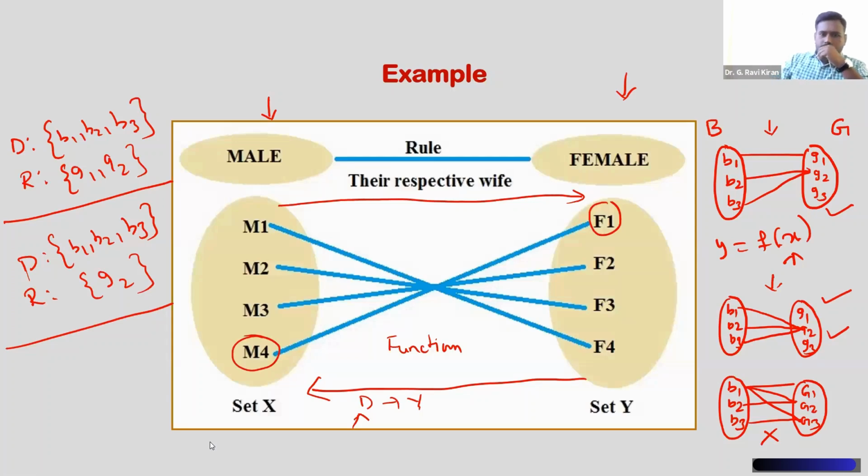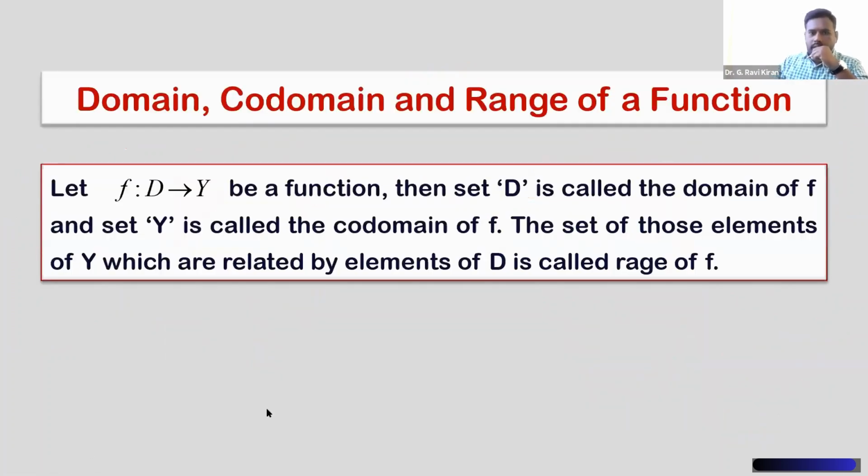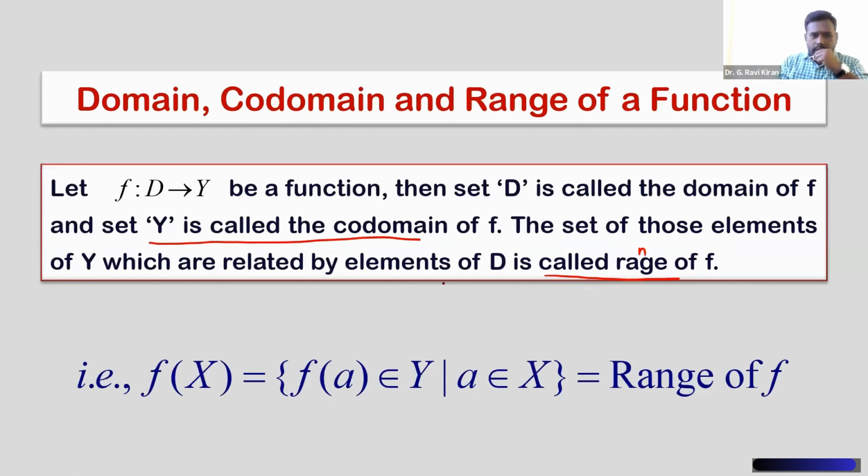Now, this is what we have been discussing till now: what are the domain, codomain, and range of any function? When you have a function defined from D to Y, normally we take D as the domain and capital Y as the codomain. In general, capital Y is called the codomain, and in particular, only some elements of Y are related to some elements from capital D. Those elements form the range. This is a mathematical definition which you know: the range represents the set of all function values corresponding to some element of the domain.